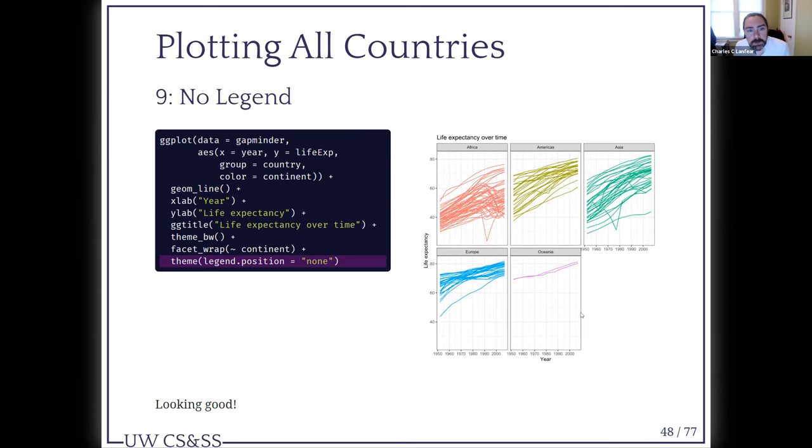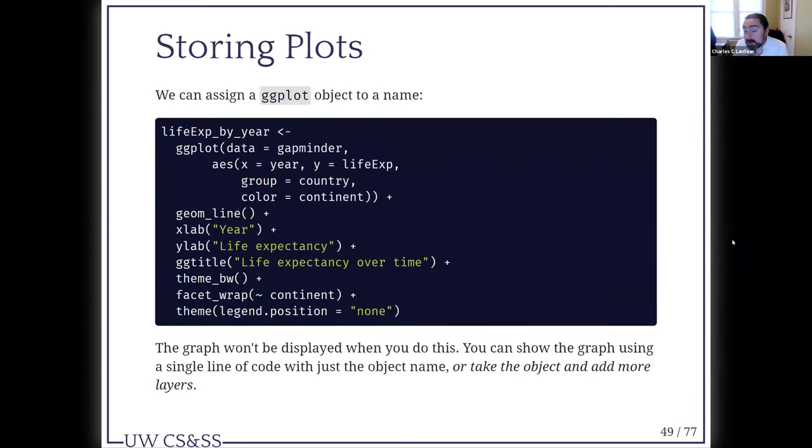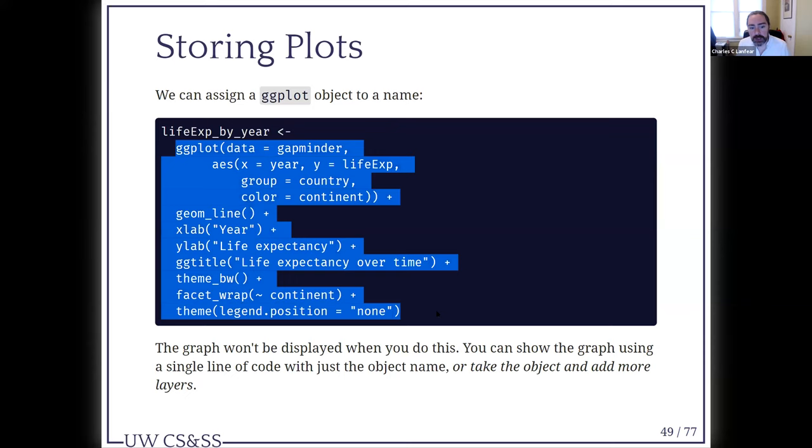So, maybe you wanna store your plots. You wanna save them in some way. So you can assign a ggplot object or ggplot plot to an object like anything else in R. Everything in R is an object, so you can generally assign it to something and keep it. So I could say, I wanna take this plot I just generated on the previous slide. I'm gonna save it to an object called life exp by year. I assign to it that whole ggplot call.